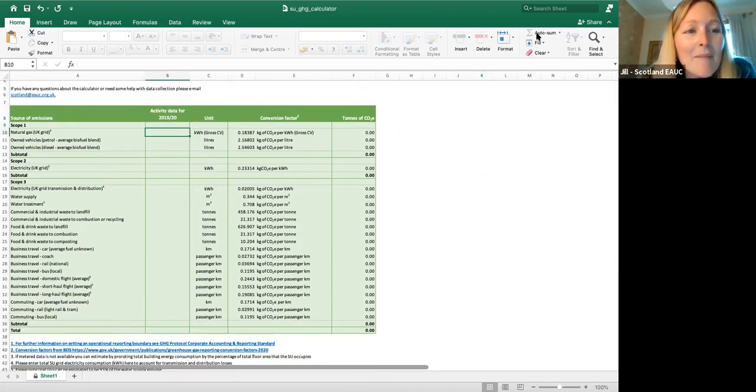Sorry. Yeah, so it's broken down by scope, just like I mentioned. And in this column here, B, you just type in your data. So if you've got your kilowatt hours of gas, if your building is heated by gas, you pop it in there, and it will calculate it here and pull it through, so you get subtotals for your different scopes, and then a total at the end.